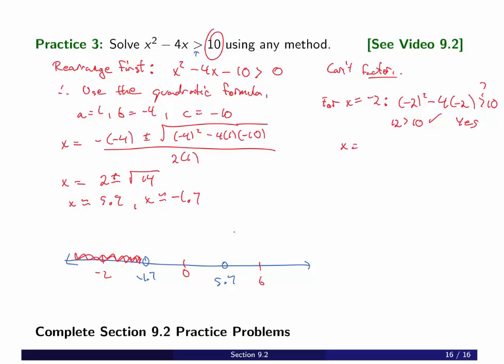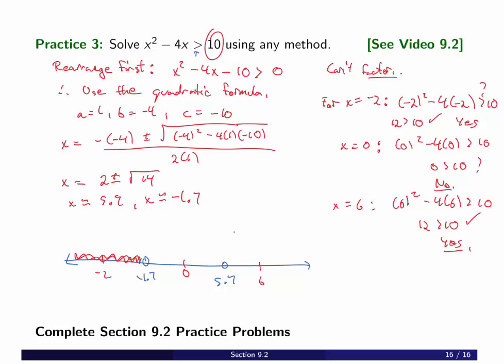What about x equals 0? We get 0 squared minus 4 times 0. Is that greater than 10? 0 greater than 10? Nope. And then for x equals 6, we have 6 squared minus 4 times 6. Is that greater than 10? Well, 6 squared is 36 minus 24 is 12 again. 12 is greater than 10. Yes. Therefore, once again, we have a similar solution set to before.